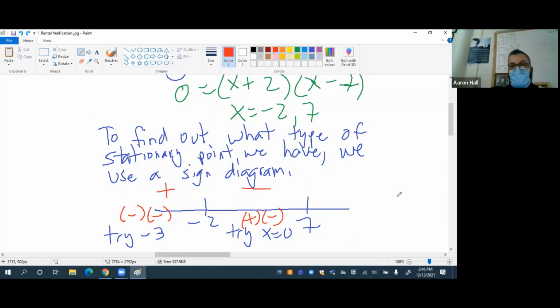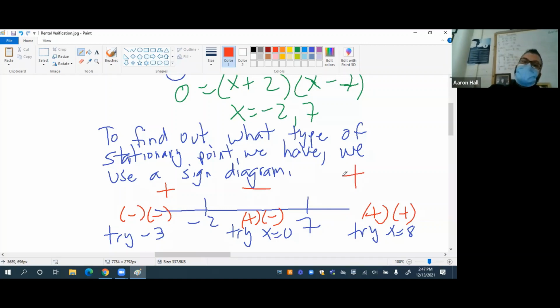Let's do the same thing over here. What's a number greater than 7? 8. Okay, so try x equals 8. If I plug in 8 over here, is that positive or negative? That's a positive. If I plug 8 in here, is that positive or negative? Positive. What's a positive times a positive?